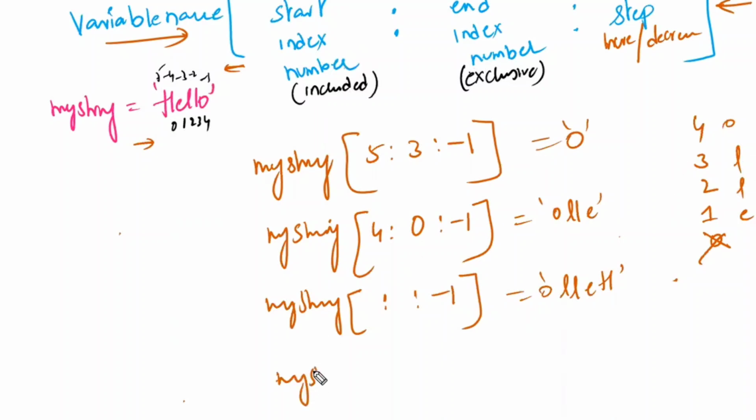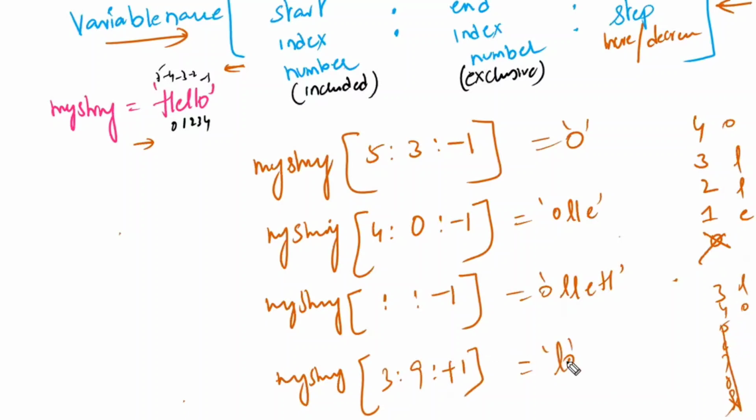Sir, let us try it like this. My string of 5 to positive number. Okay, let us go like this. First number is 3 and last number is 9. With a positive index. First, let us take positive index. What is the answer of positive index? That is 3, 4, 5, 6, 7, 8, 9. 9 should not be included. In the 3, what is there? L is there. O is there. Nothing. So LO is the answer. If it is positive.